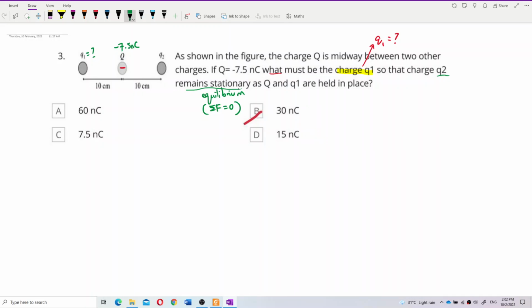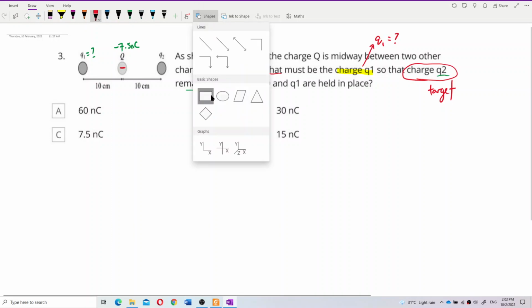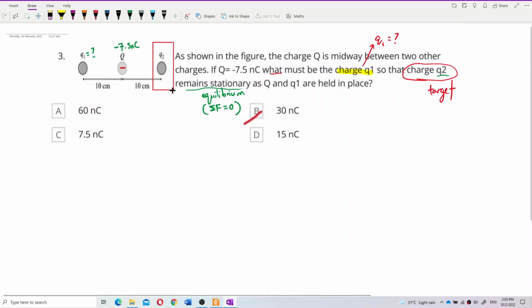So actually our focus, our target is on Q2. Understand? Because we focus the equilibrium on Q2. Although we want to find charge Q1, Q2 is actually our target. We need to focus on this Q2. Now, this Q2 must be in equilibrium.